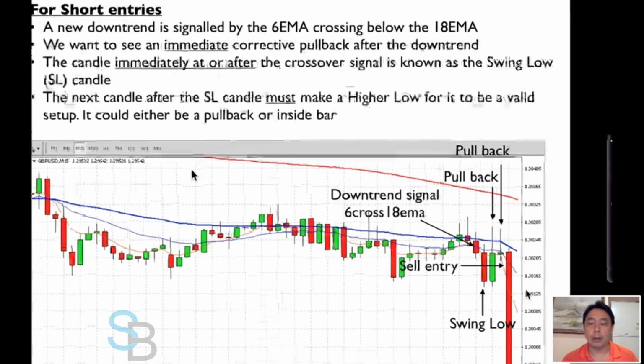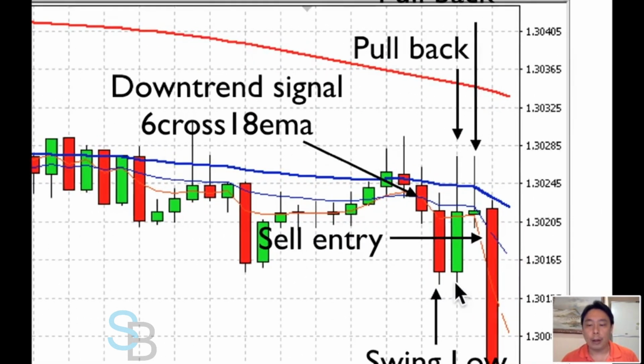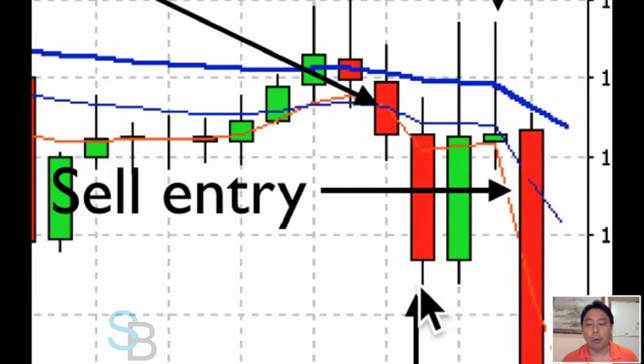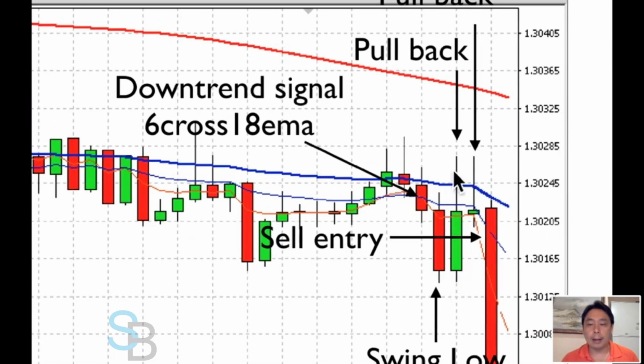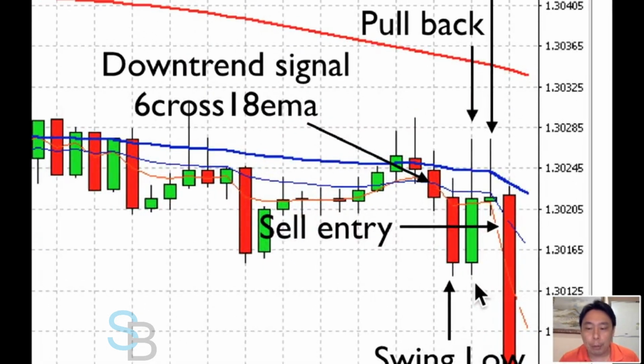So the next candle, what do we have? We have a candle that makes a higher low. I know it's really slight, but you can see a higher low and a higher high. Okay, so that is a pullback candle. So the moment we have got a pullback or an inside bar, we can place our sell order. And we'll place our sell order right below the low of this candle, right there. Okay, so the next candle, if it goes down, it triggers our sell order, we're in the trade.